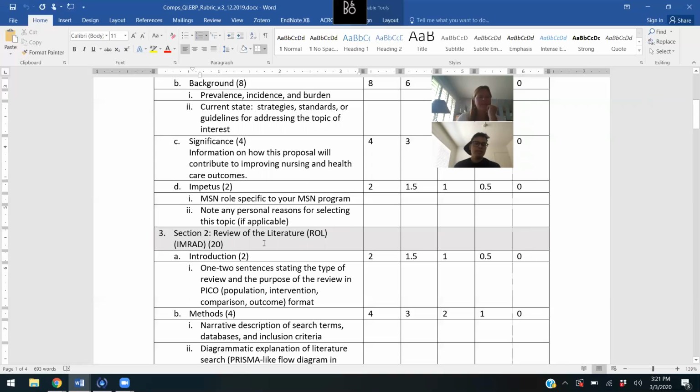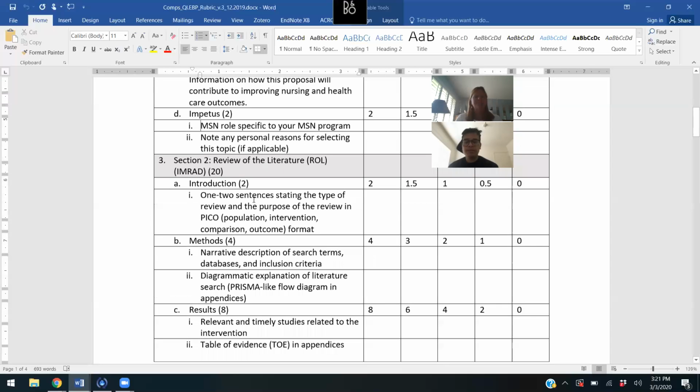This is the MSN role specific to your program. So as a nurse practitioner, I deal with these patients a lot. As a healthcare administrator, I have to interact with overworked nurses. As a nurse educator, I'm responsible for providing the curriculum so nurses have the competencies to care for people with this. So that's really what the MSN role is in this section.